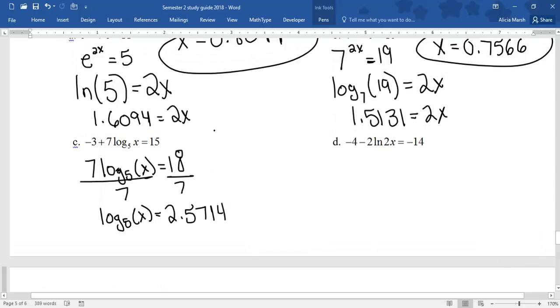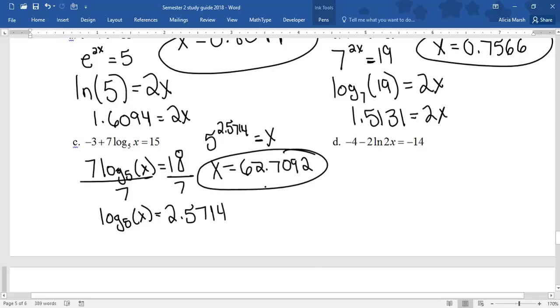Now, looks like I'm going to have to do some conversion, right? So I'm going to get 5 to the power of 2.5714 is equal to x. So my answer, it's going to be a disgusting decimal, but nevertheless it'll be an answer. It's going to be 62.7092. Now, with logs, you did have to check. Can't have negatives inside of logs. So if I plug that in, it's all fine. You can also make sure you get the right answer by plugging it in. You should get something very, very close to 15 once you do that.